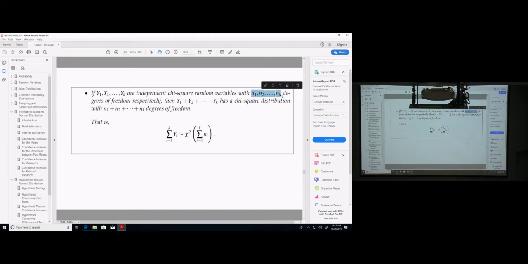Okay. So if you decide to remember certain things, this is the slide you need to remember. The previous slide is probably not too important.